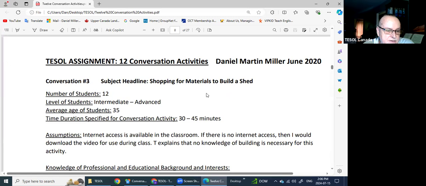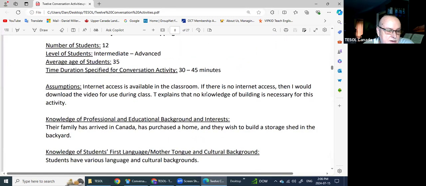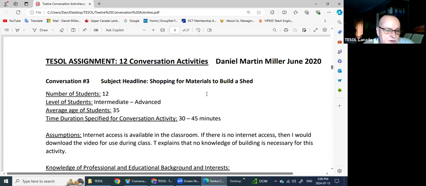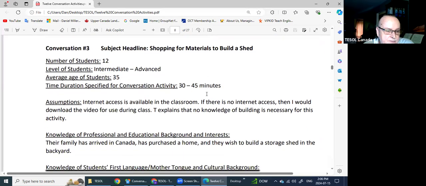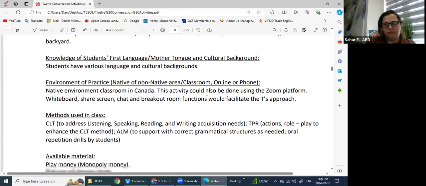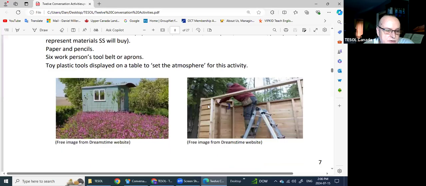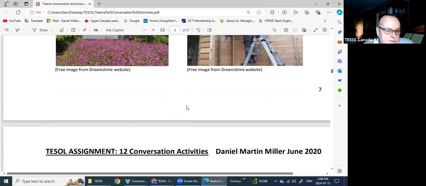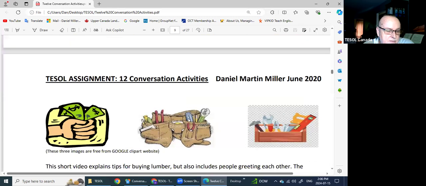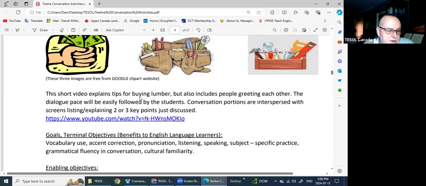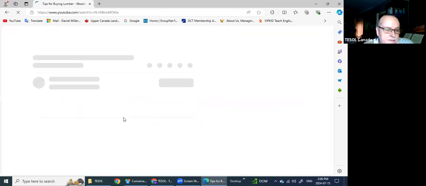In my next lesson, I have them shopping for materials to build a shed, a backyard shed, a garden shed. So I got the pictures, and pictures of tools and play money. And then here's a short video about buying lumber.